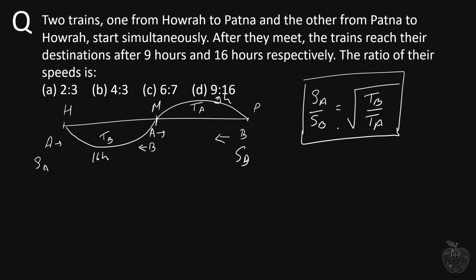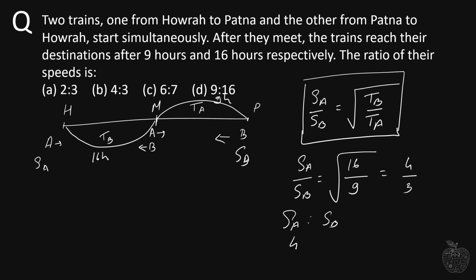Now let's solve this. We need the ratio of their speeds, so we need this, right? So SA over SB is equal to the square root of TB over TA. TB here is 16, TA here is 9, and we know that the square root of 16 is 4 and the square root of 9 is 3. So we have got our answer, which is the ratio of their speeds, 4:3, and this is our required answer. Now let's look at the concept behind this formula.